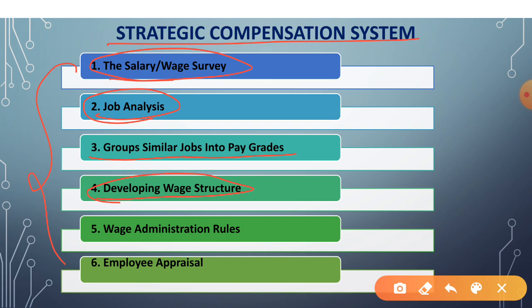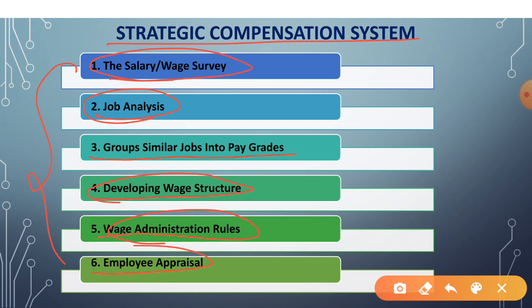Now the fifth step is the wage administration rules. Rules are required to determine the degree to which advancement will be based on length of service rather than merit, the frequency with which pay increments will be awarded, the rules that will govern promotion from one pay grade to another, and the way control over wage or salary cost can be maintained. Once the rules are framed, they should be communicated to the employees.